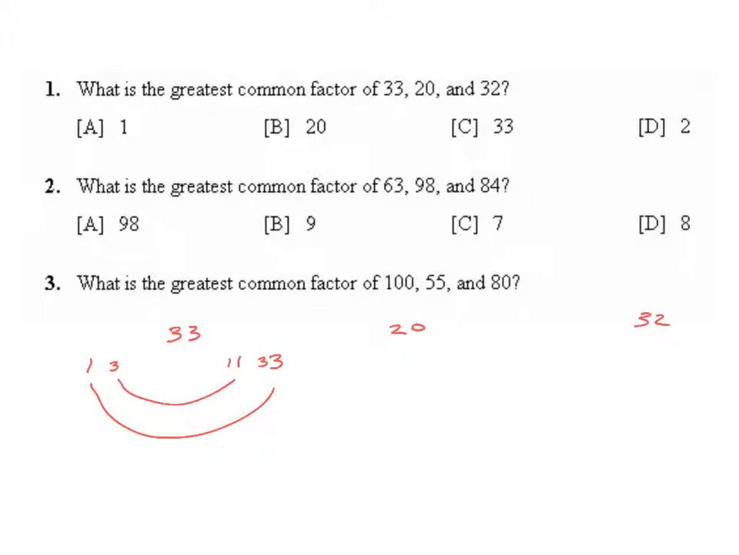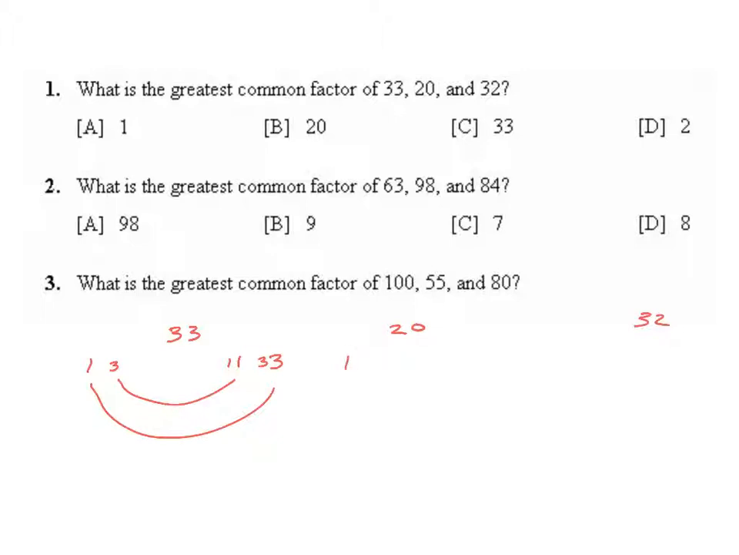4 is not a factor because it's odd. 5 is not a factor because it doesn't end in 0 or 5. 6 is not a factor because it's odd. 7 doesn't go into 33. 8's not a factor because it's odd. 9 does not go into 33, and neither does 10. So those are all your factors: 1, 3, 11, and 33.